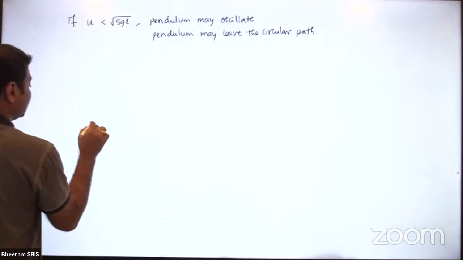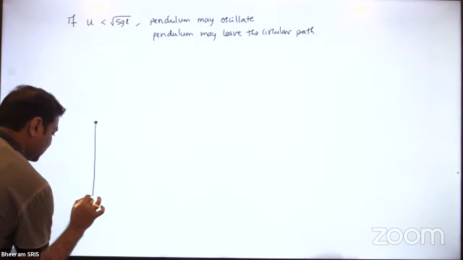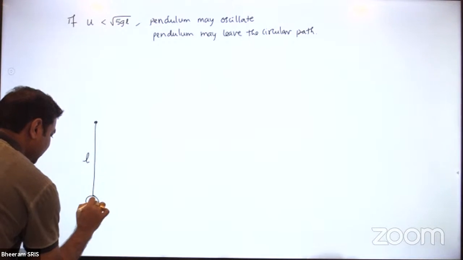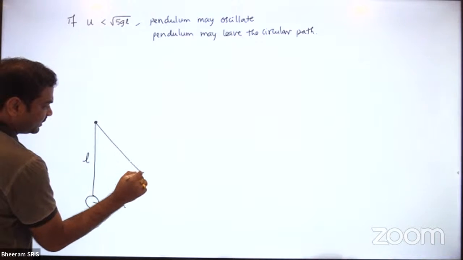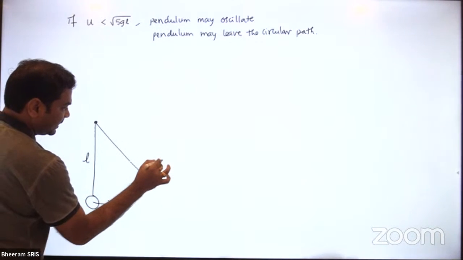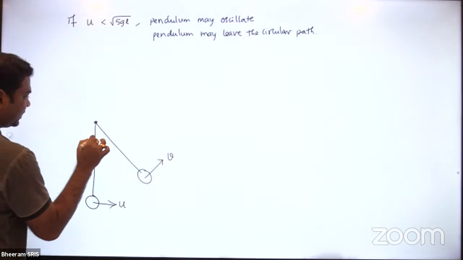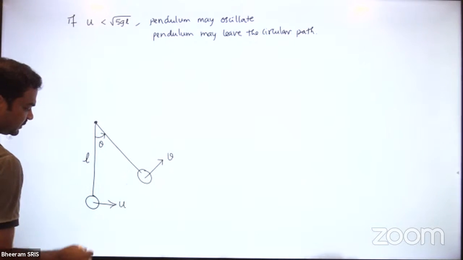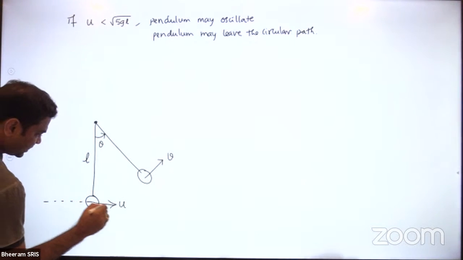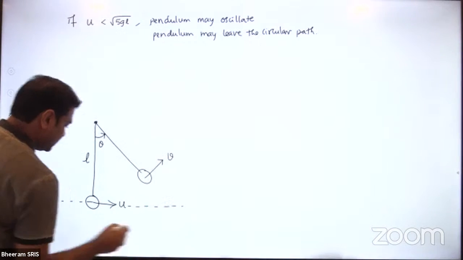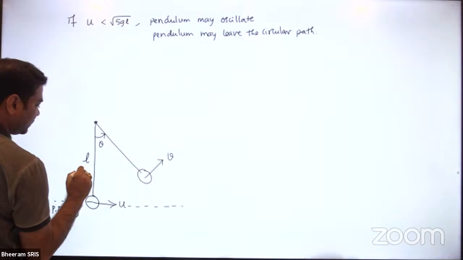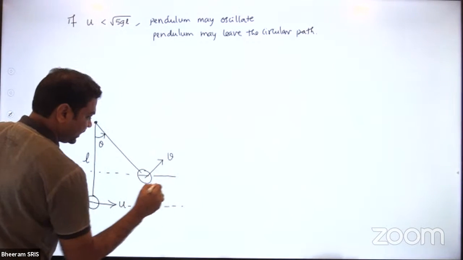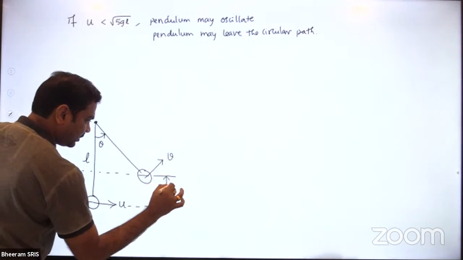For that, I'm taking a pendulum of length L, which is nothing but the radius. We give it velocity u, then it will go in a vertical circle and get some velocity v after rotating by an angle theta. This is the zero potential energy level you can take. And it has gone up a height h.